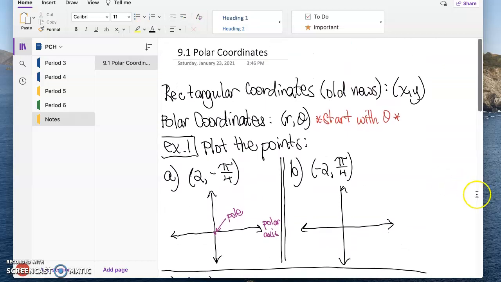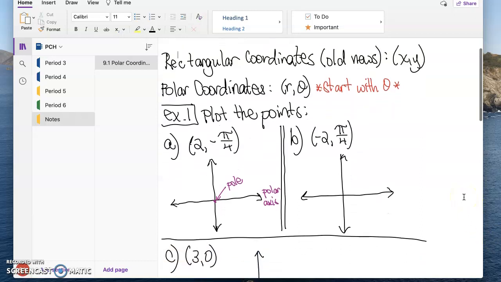Okay, so rectangular coordinates are what we've studied our whole math life. X comma Y. We can thank Rene Descartes for rectangular coordinates. Remind me on the Zoom call and I'll tell you a story about how he came up with the coordinate plane. So X comma Y, that's old news. This chapter is all about polar coordinates. So instead of X comma Y, we talk about R comma theta. So I made a little note there. We start with theta, and I'm going to show you exactly what that means right now in this example.